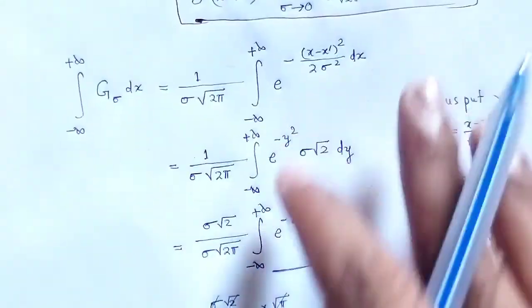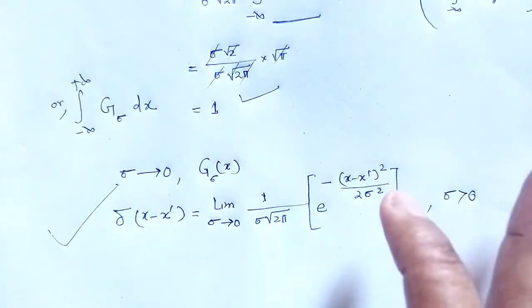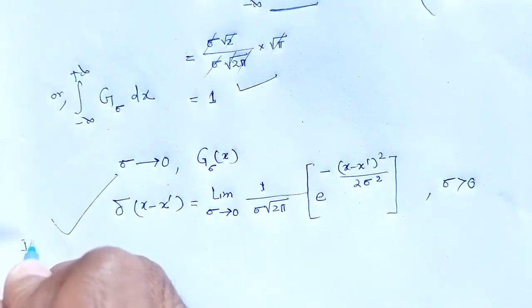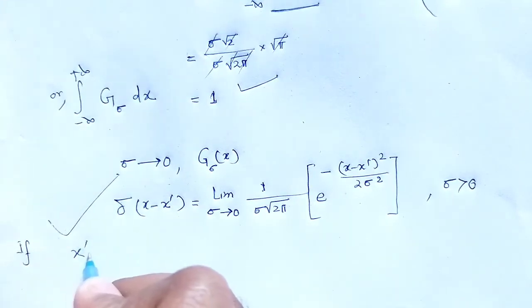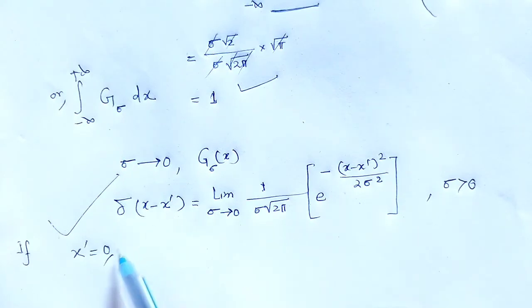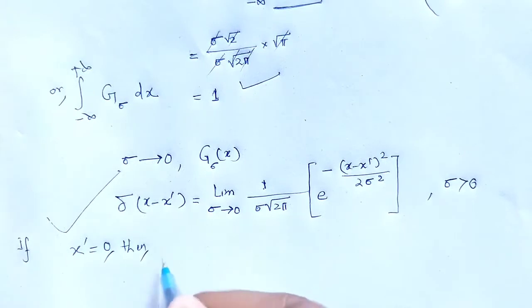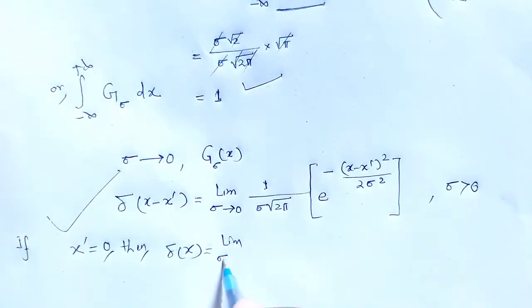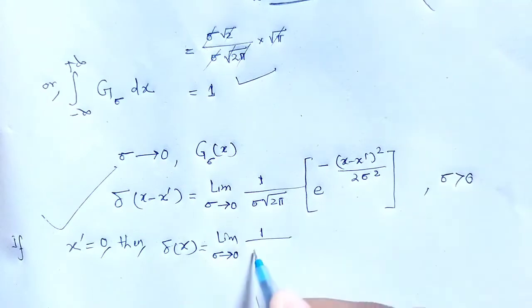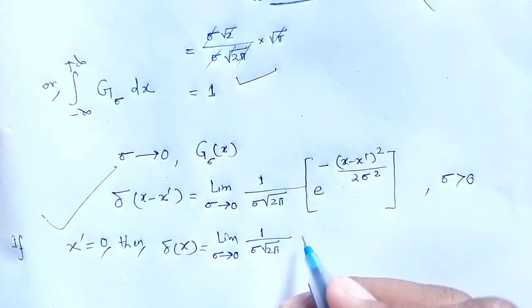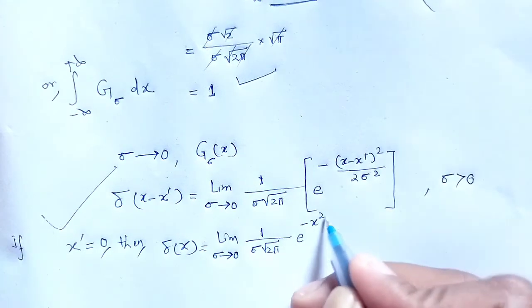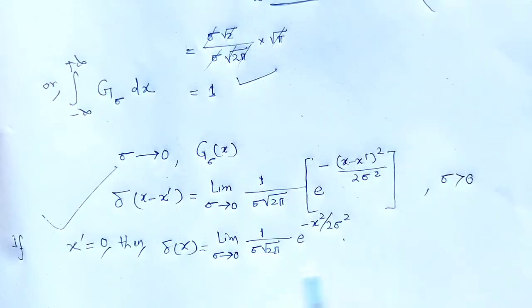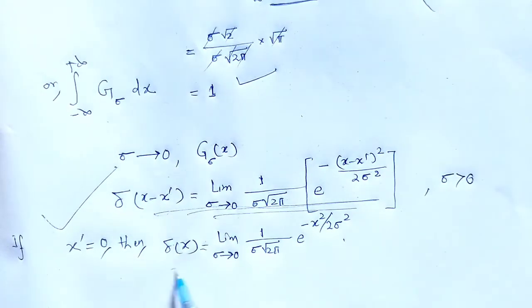As we found in the definition of the representation of the Dirac delta function in terms of the Gaussian function, now we can find this. For a special case, if x dash is equal to 0, in place of x dash we put 0, then we find delta x, as x dash is 0, equal to limit sigma tends to 0 of 1 by sigma square root of 2 pi e to the power minus x square divided by 2 sigma square, that changes to this form.